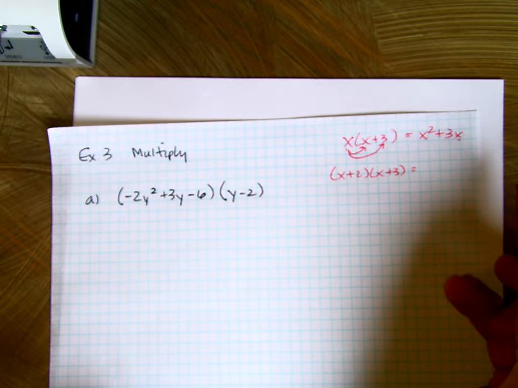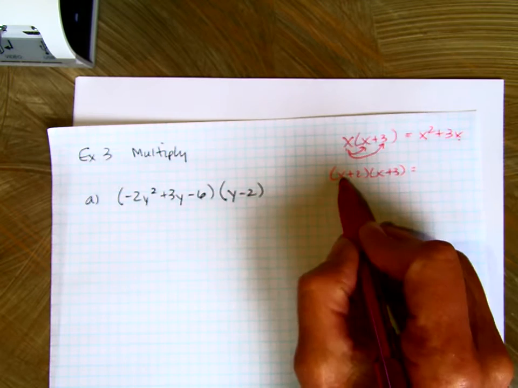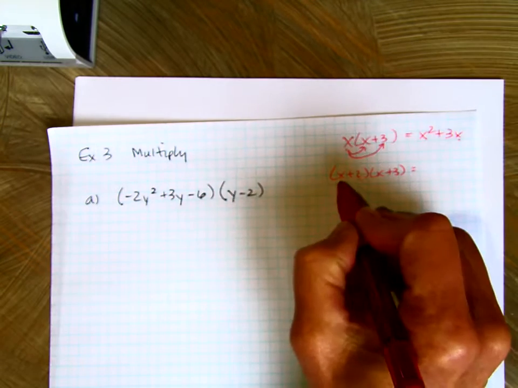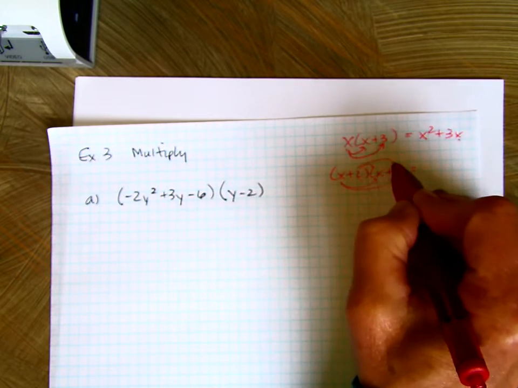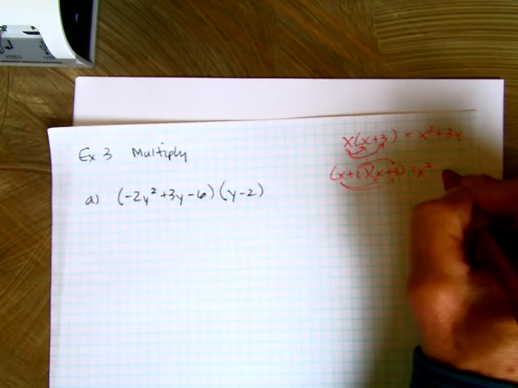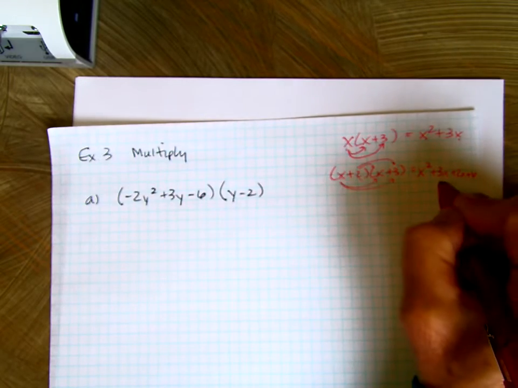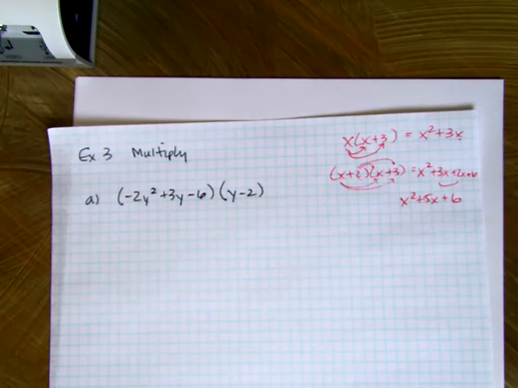FOIL is just distributing in a particular order, which actually I think is an order that makes sense. First, outer, inner, last, which to me is just distributing this guy to both things, first, outer, and then this guy to both things, inner, last. So you get an x squared plus a 3x plus a 2x, and then plus a 6, and then these two terms combine. You get x squared plus 5x plus 6. FOIL, really just the distributive property.